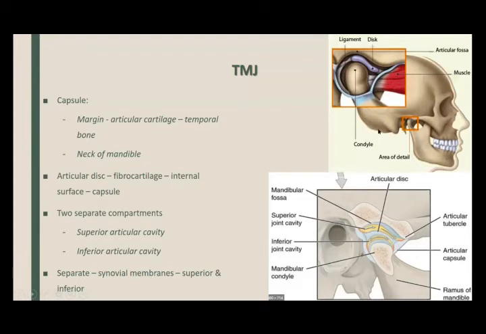अच्छा, ये वाला पार्ट देख लीजिए, head of the mandible, ये articular tubercle है, this is the mandibular notch.